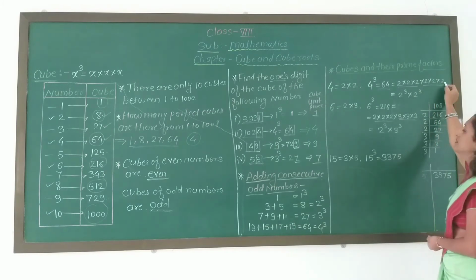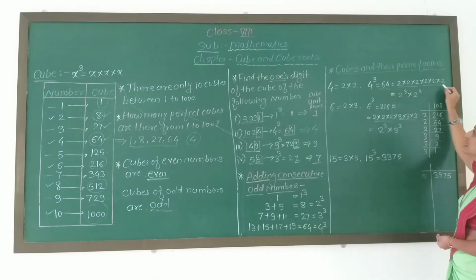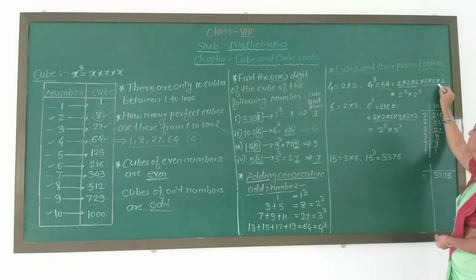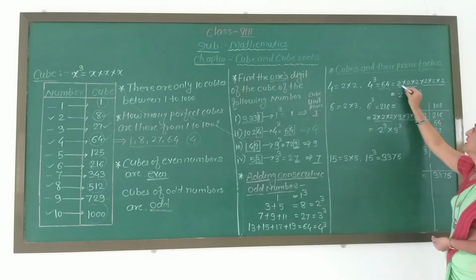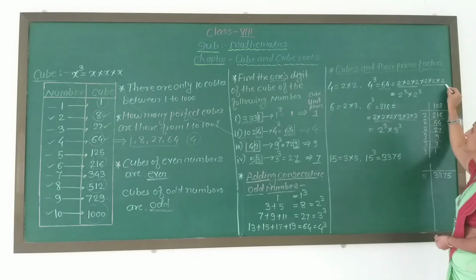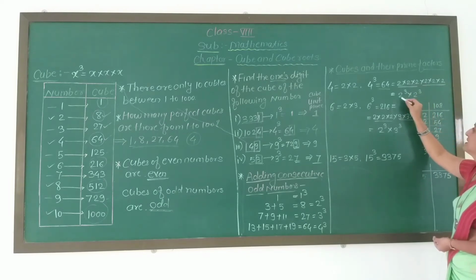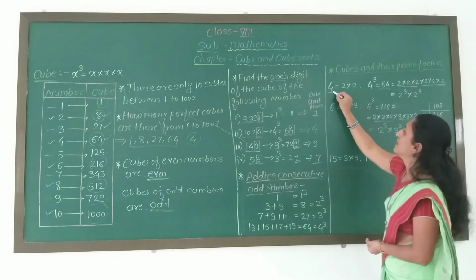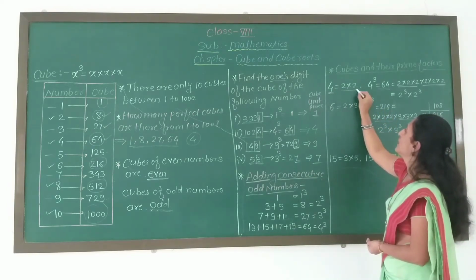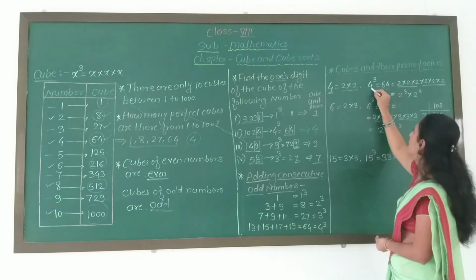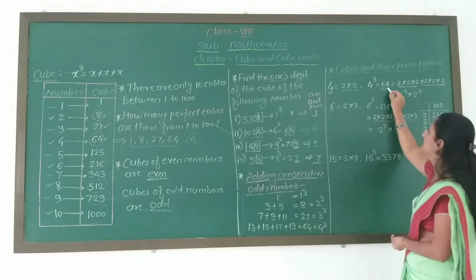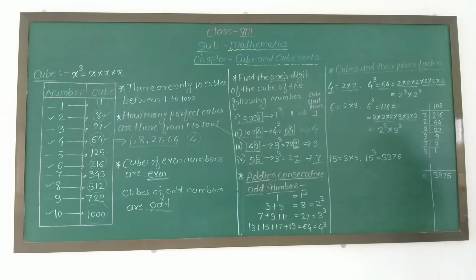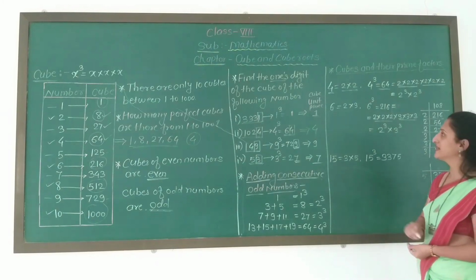The prime factors of 64 are 2 into 2 into 2 into 2 into 2 into 2. That is multiplication of 2 six times. So here we get triplets of 2: one triplet, another triplet. That means we can write this as 2 cube into 2 cube. Look here, 4 is the number that is 2 into 2, and 4 cube is equal to 64, which contains 2 cube into 2 cube.